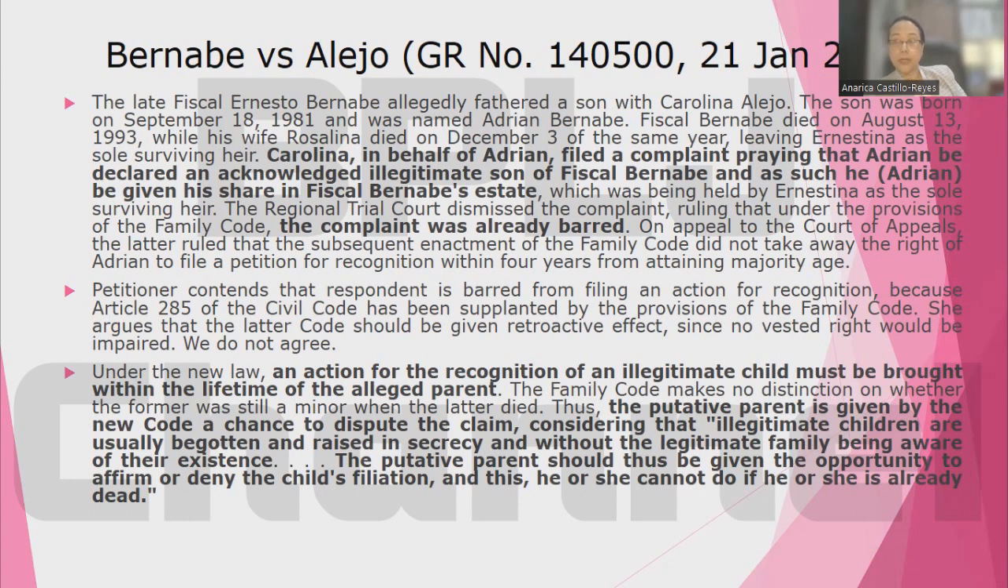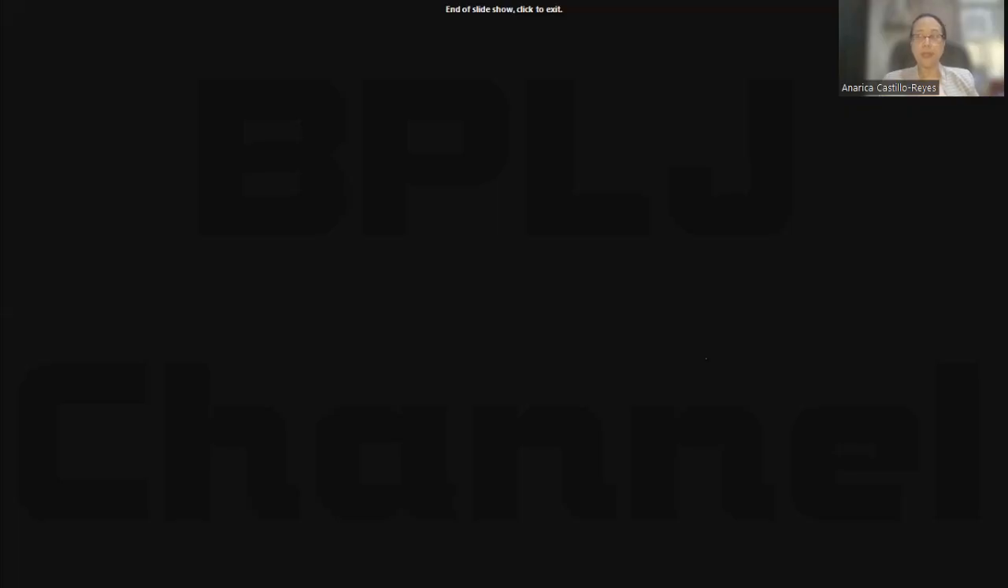Okay, Bernabe versus Alejo. In this case, Ernesto allegedly fathered a son with Carolina, okay, and was named Adrian Bernabe. Now, Carolina, in behalf of Adrian, filed a complaint praying that Adrian be declared as an acknowledged illegitimate son of Ernesto, and as such, he be given his share in Ernesto's estate. Okay. The RTC dismissed the case on the ground that it is already barred.